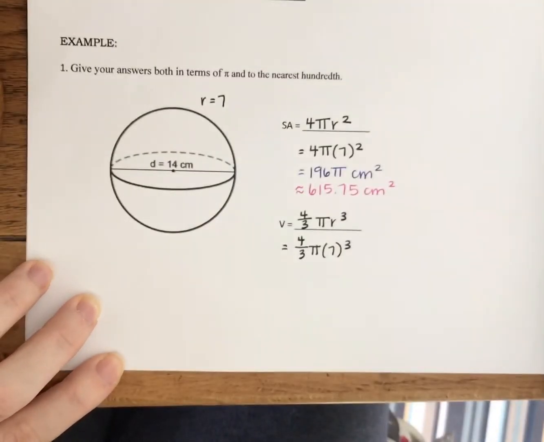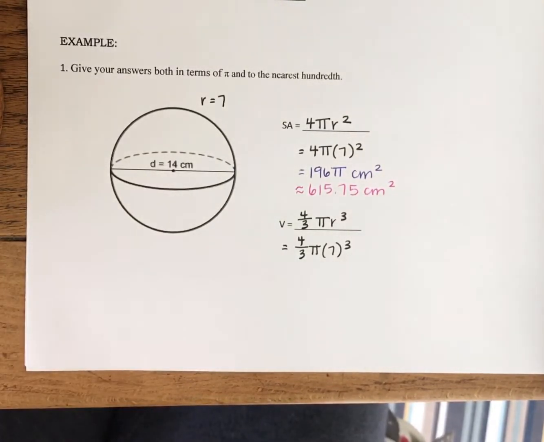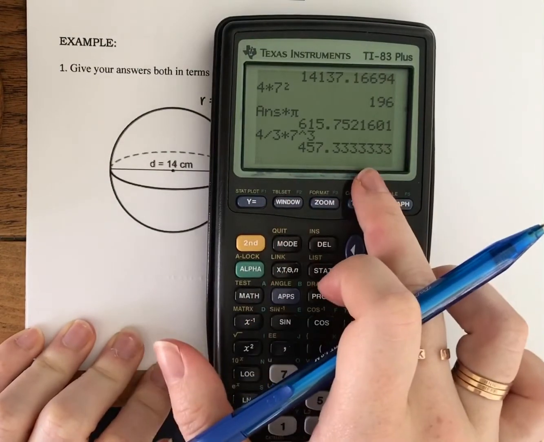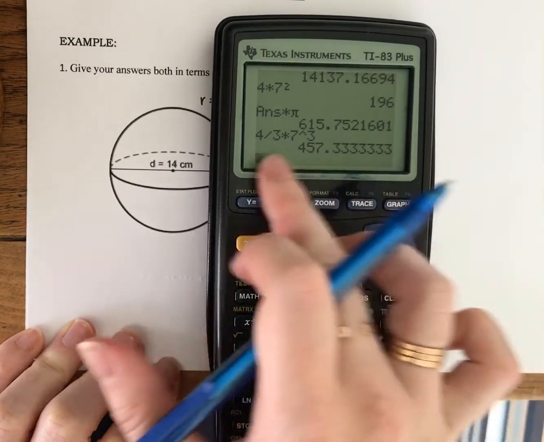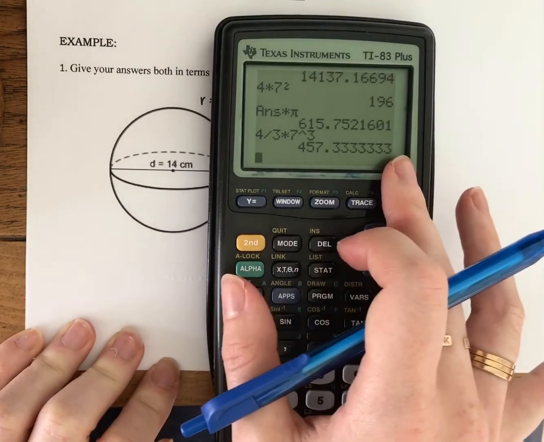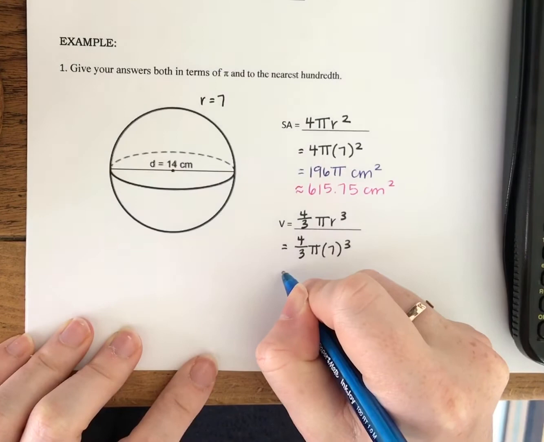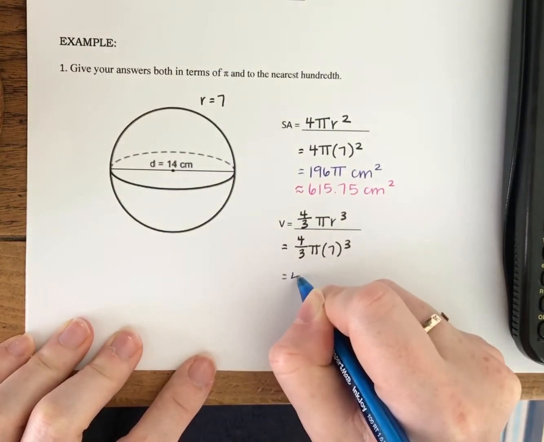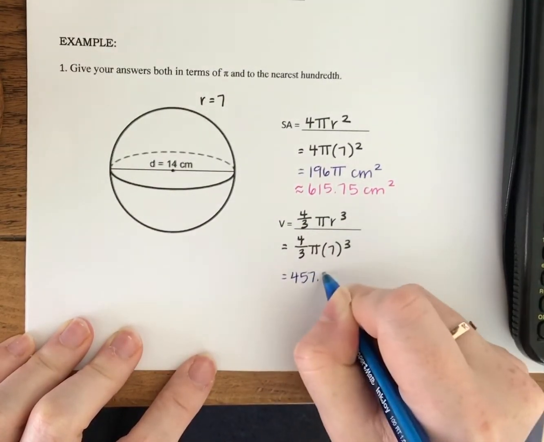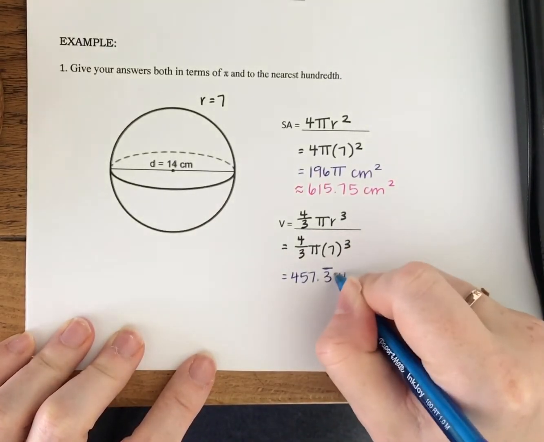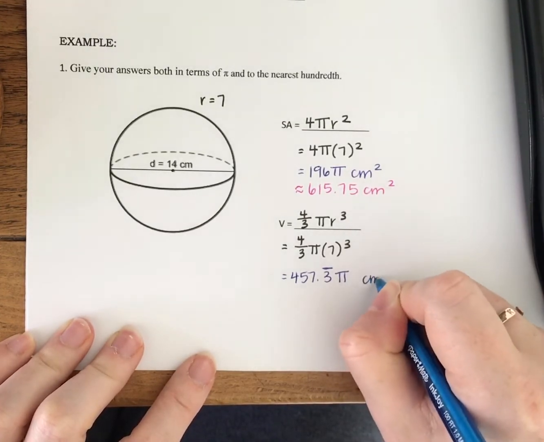In terms of pi, 4/3 times 7 to the power of 3. Okay, let's talk about this. This one does give us a weird number. 4/3 times 7 to the power of 3 gives us a decimal, not a whole number. If this happens, we can either say that the 3 is repeating, or you can round that to the nearest hundredth. So 457.3, I'm just going to use the bar on top to show that it's repeating. So 457.3 pi centimeters cubed.